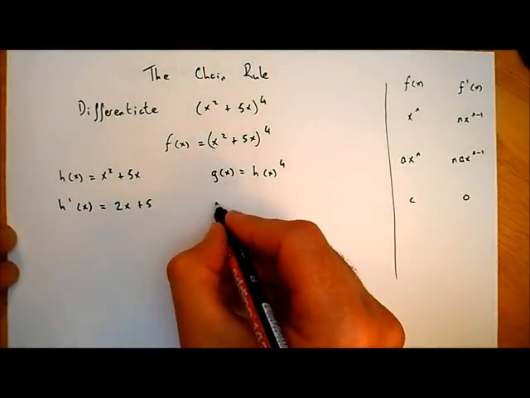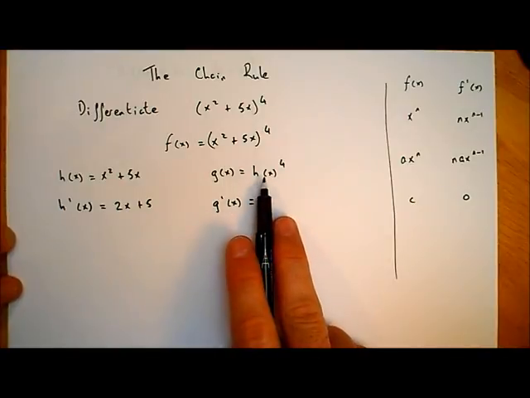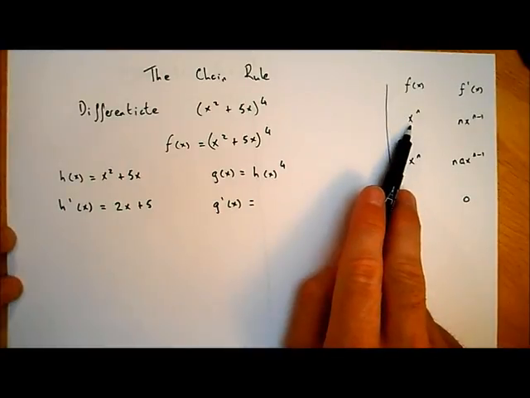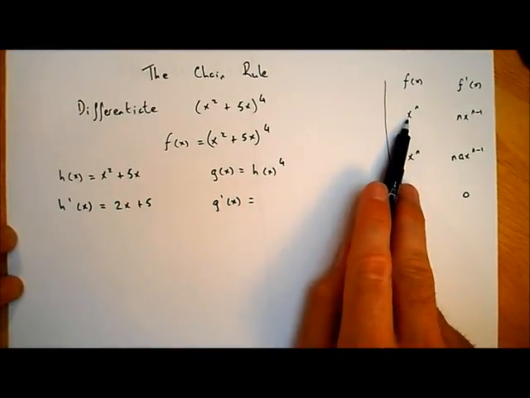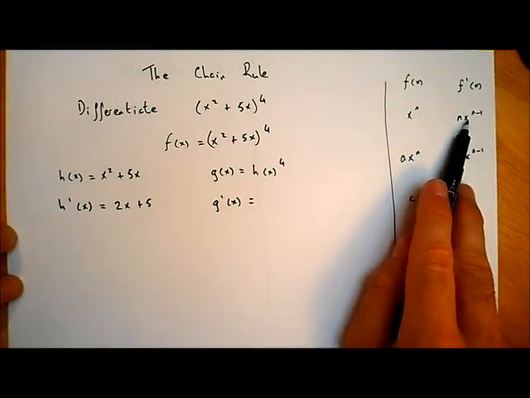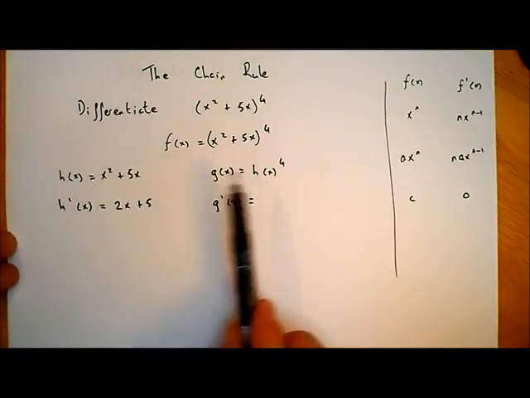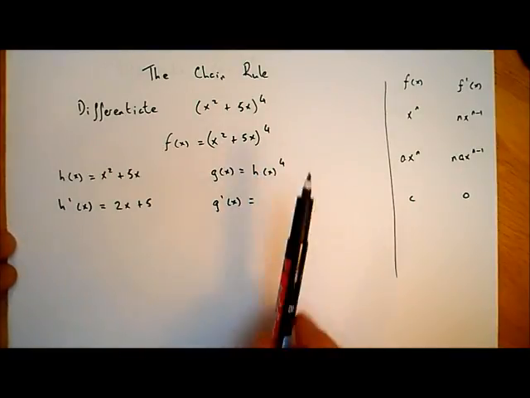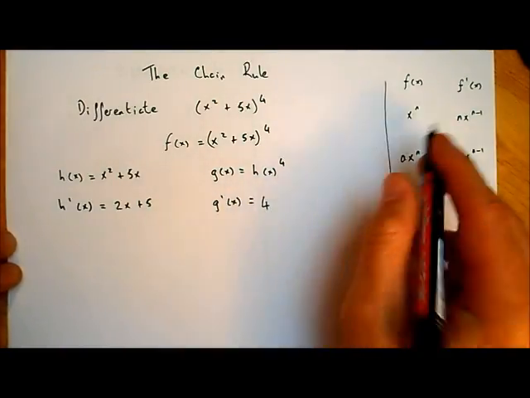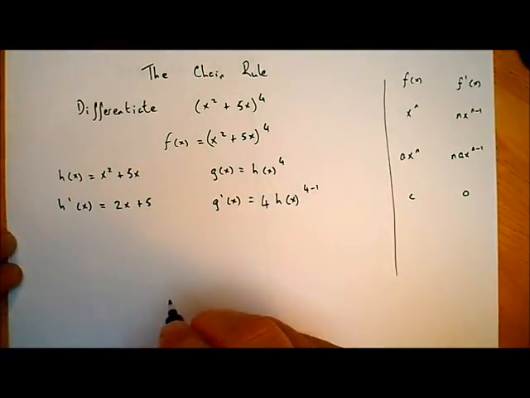I can differentiate g of x and I'll get g dash of x. When I differentiate that, here I've just got something raised to the power of 4, h of x raised to the power of 4. So I can use this rule here, because this rule just says if I've got something raised to the power of n, I differentiate that and I get n times x to the power of n minus 1. Here I've just got one thing, h of x, to the power of 4. So when I differentiate that, I get 4 times h of x to the power of 4 minus 1.